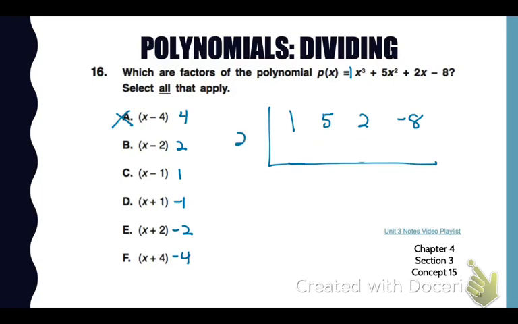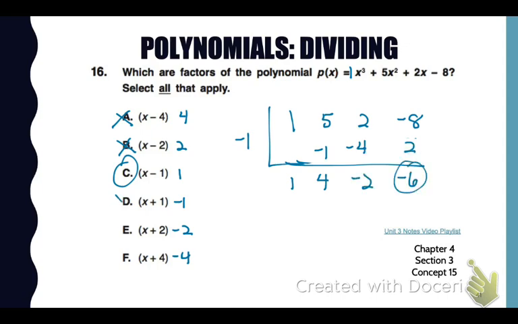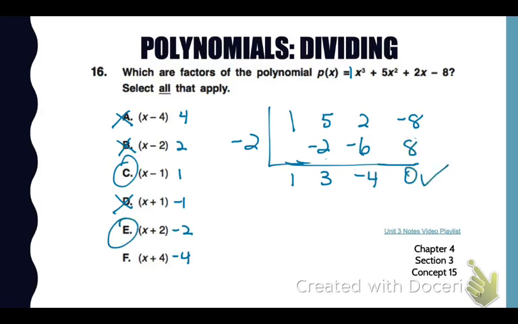Now we'll do the same method with 2. You pause the video and do it, and then check. I got a remainder of 24, so that is not a factor. Now let's try it with 1. I got a remainder of 0, so x minus 1 does divide evenly into that polynomial. Now let's try -1. That one does not divide evenly because we have a remainder of -6. Now try -2. We do get a remainder of 0 with -2, so that one's a factor.